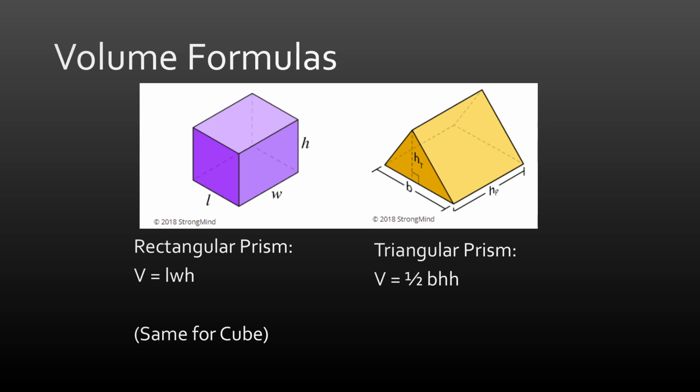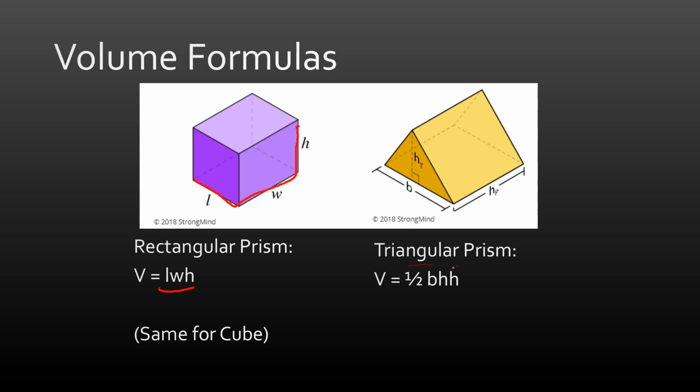Okay, so the formula for a rectangular prism, which is another way of saying a cube or a box, is going to be length times width times height. So length times width times height. Okay, so just the three numbers normally that we're able to see.